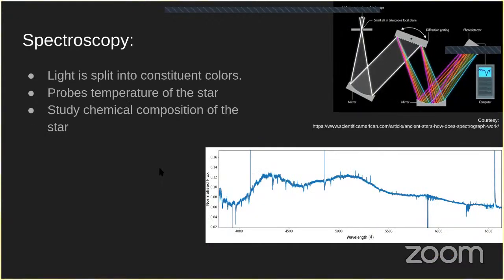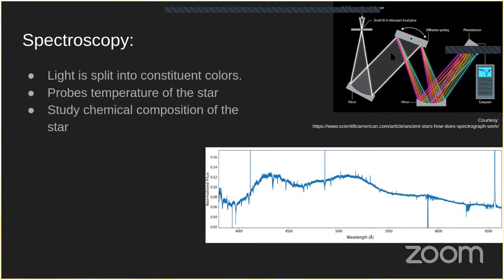Coming to spectroscopy, you split the light into its constituent colors and then study the spectral lines. So how do you split? This is a representation of a very simple spectrograph. There's a slit through which the light comes in. There's a telescope, and then the light comes in through the slit, and it's reflected onto something called a diffraction grating. A diffraction grating is an instrument that is used to split the light.